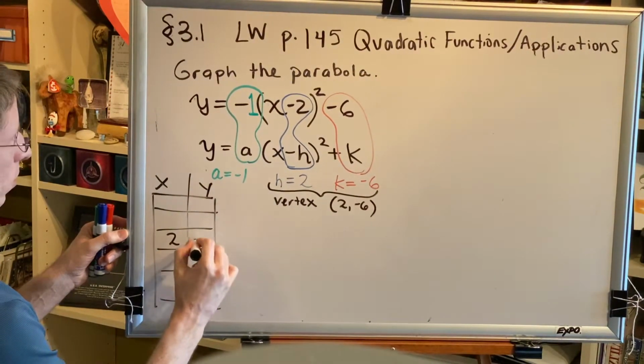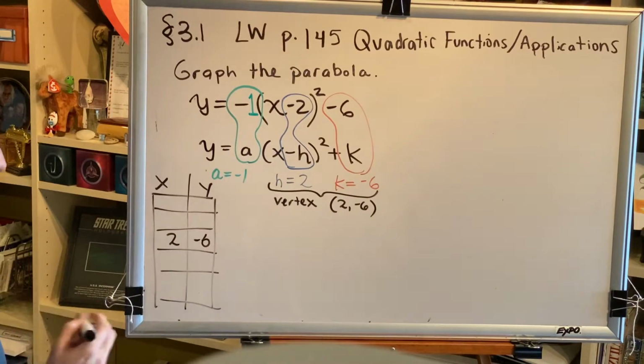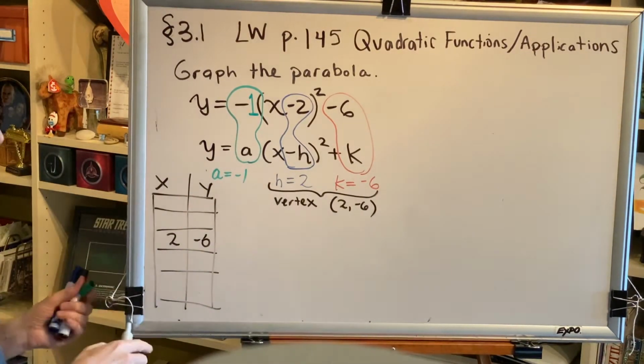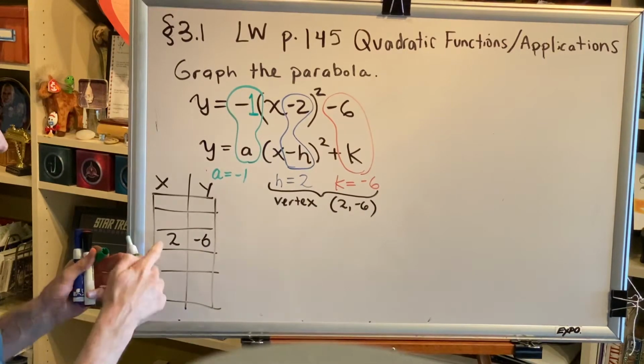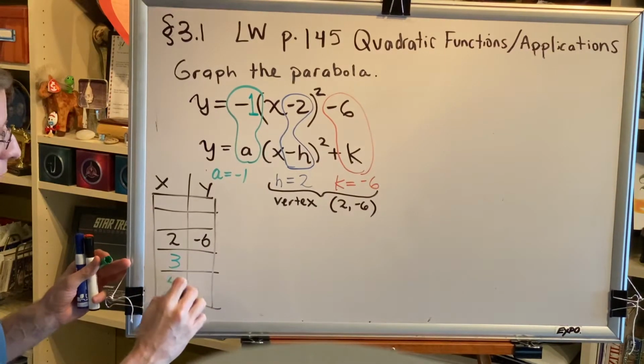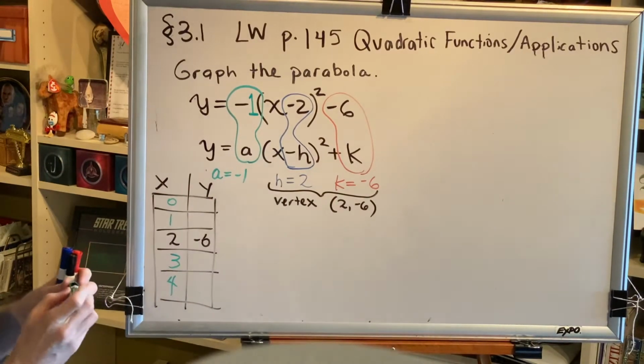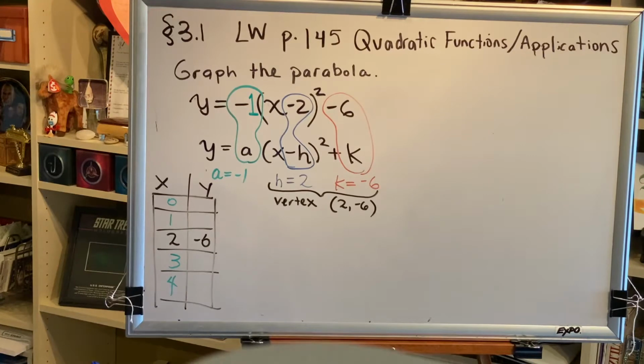We're at (2, -6). Okay, what are the other x values that we should use? We just go up and down one step from the vertex. 2 plus 1 is 3, plus 1 again is 4. 2 minus 1 is 1, minus 1 again is 0. We have to plug these values into our equation.